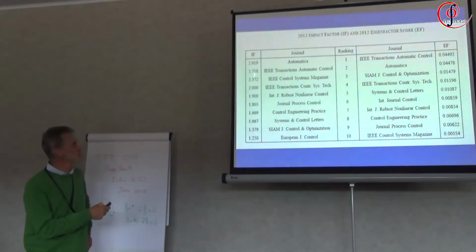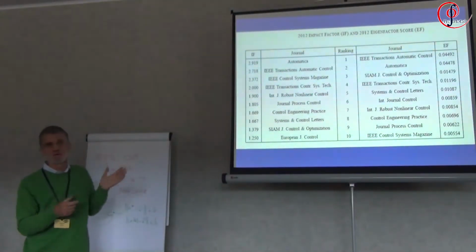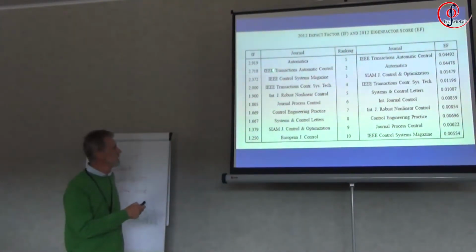You can see that these values are very close. So from this point of view, perhaps you can conclude that these are the two top journals. Then number 3 is IEEE Control System Magazine, and then they go down, down, down, and then Science Journal is here. I'm going to make comments about that. IEEE Control System Magazine is very high.